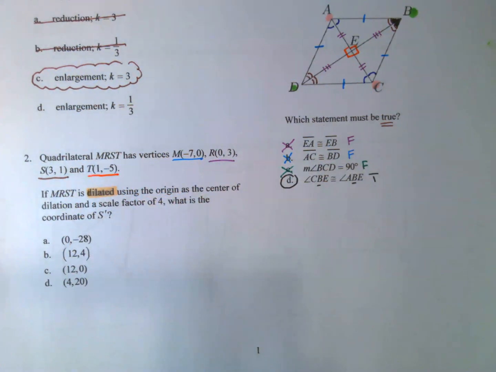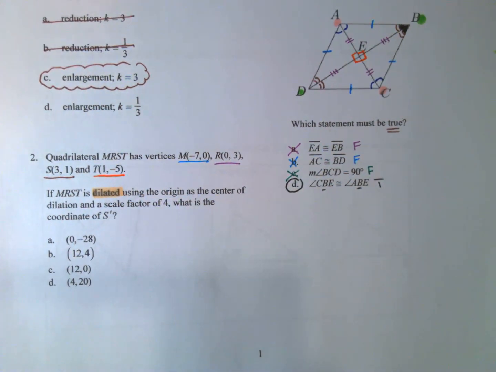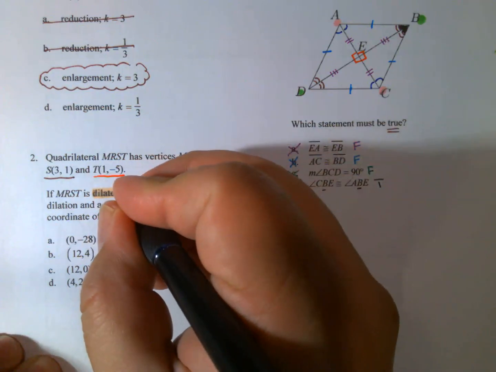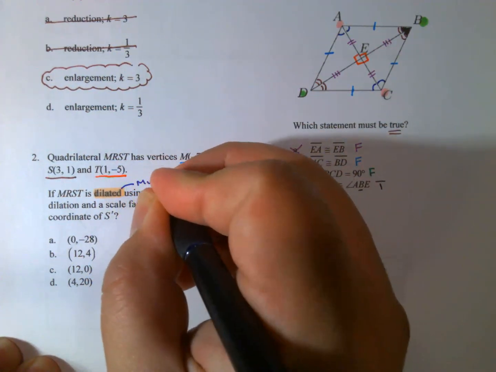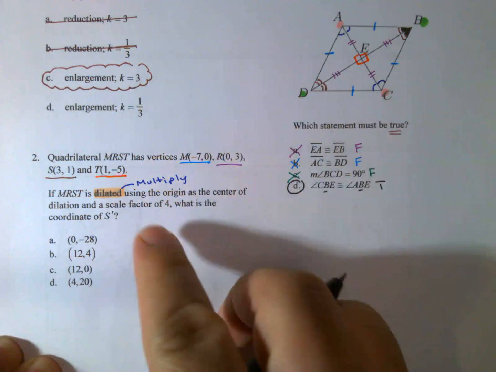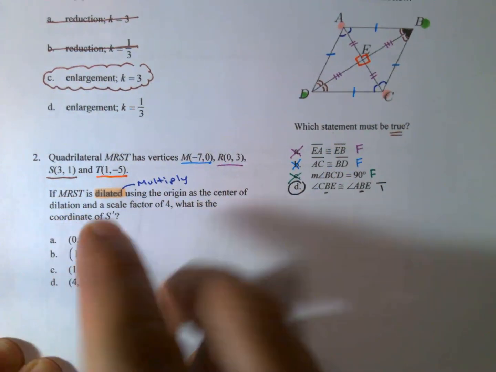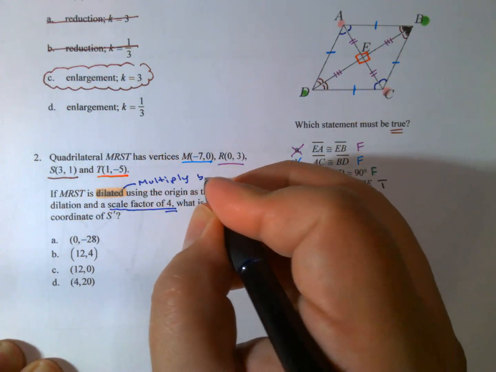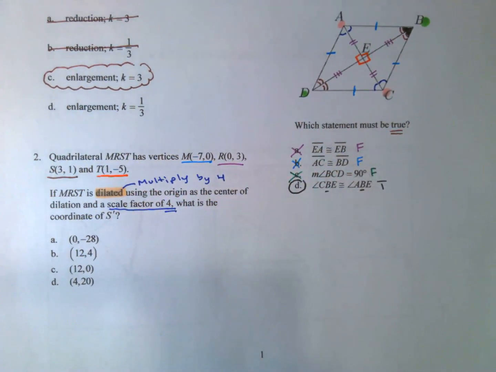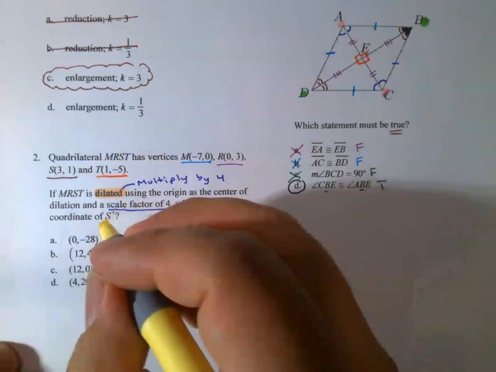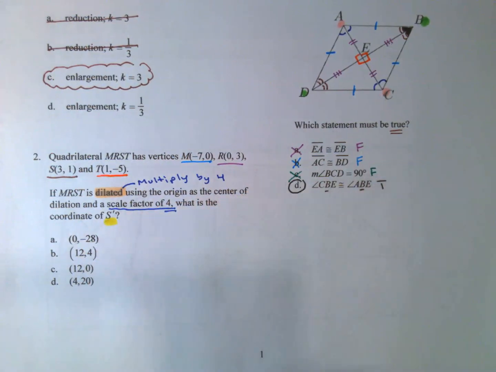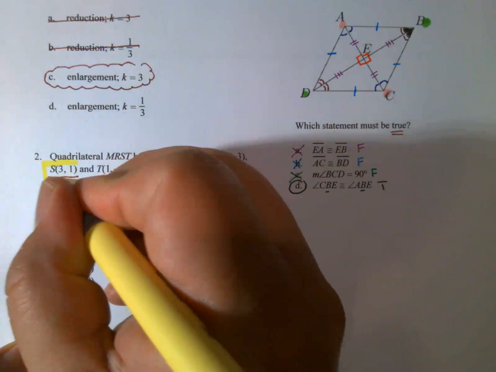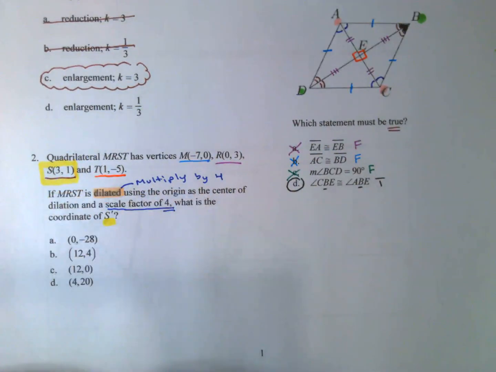And according to our word wall, dilation just means I'm going to multiply. So that's what we had to learn. A dilation means I'm going to multiply, using the origin as the center of dilation and a scale factor of 4. There it is. There's the magic number we're going to need. We're going to multiply by 4. That's all we need to do here. But if I read carefully, they did say you are only going to do it for S prime. That's the only one that matters. So then the only coordinate I care about is this one right here.